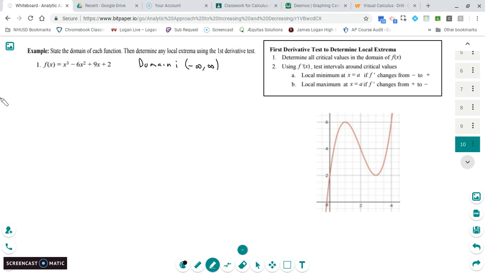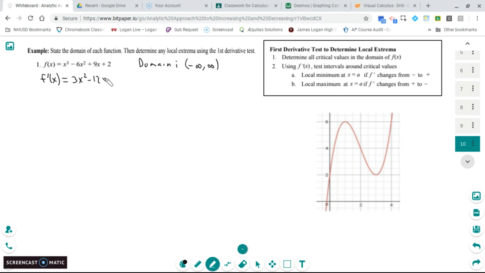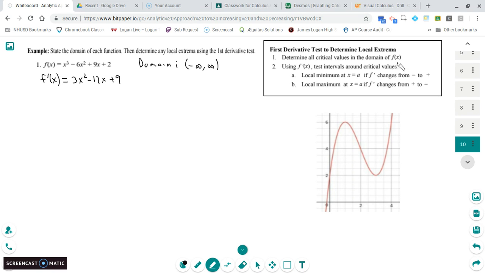And to do that, I need to know the critical values. So that's my step one: determine all the critical values in the domain of f of x. All right, so let's take the first derivative. That would be 3x squared minus 12x plus 9. I want to know all the critical values in the domain of f of x. Since everything's in the domain, I don't have anything to exclude, but critical values are where this is equal to 0 or undefined. It will never be undefined.